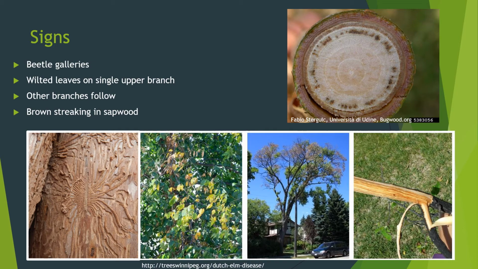Actual Dutch elm disease signs, however, are things like you start to see wilted leaves on a single upper branch, typically early in the summer when trees should be in full blossom and the leaves should be flush. And then soon after this, you'll see other branches follow. The leaves wilt and turn yellow and then die. If you were to open up the tree, you find a lot of this dark brown streaking in the sapwood, and we'll explain that during the symptoms.